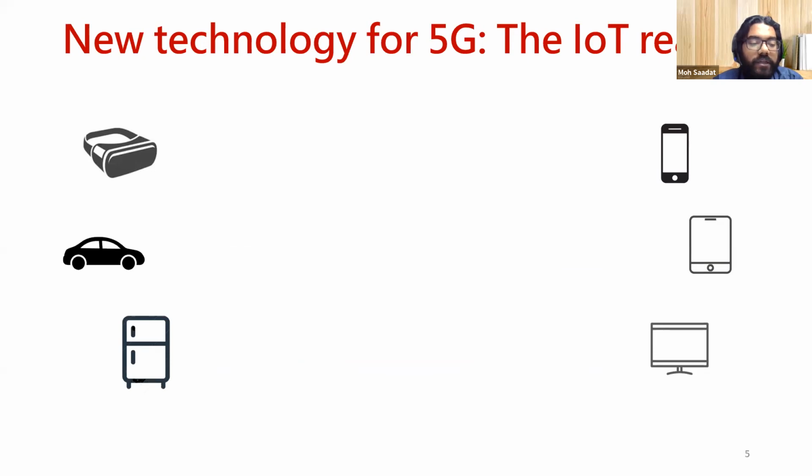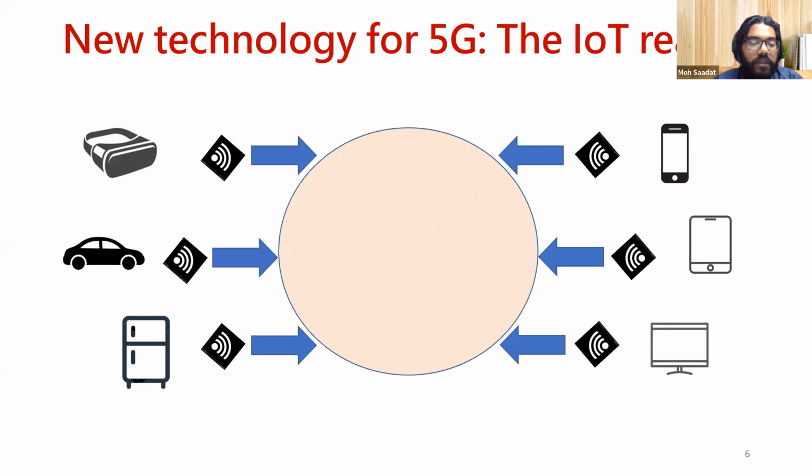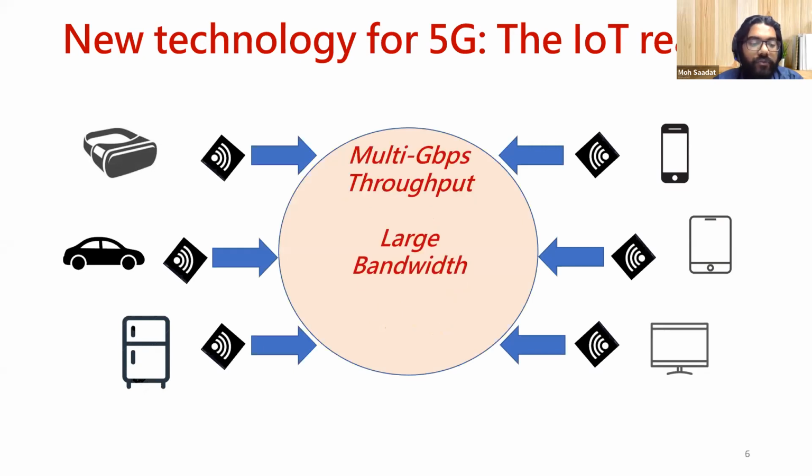This increasing wireless connectivity imposes several stringent requirements on our wireless networks, namely, first, multi-gigabits per second throughput to support all the increasing wireless nodes, and an expanded bandwidth and ultra-low latency, both to support all the new applications coming into the wireless networking realm.